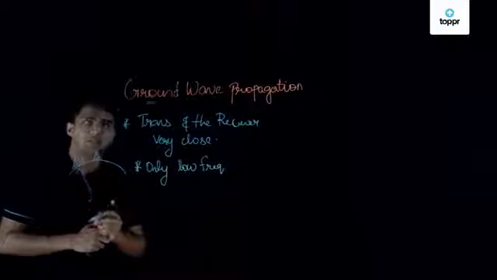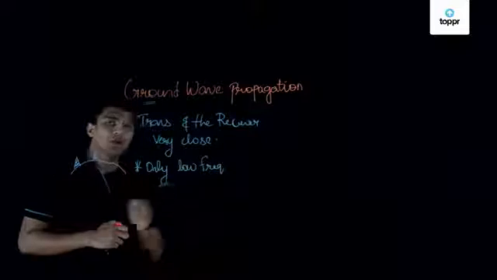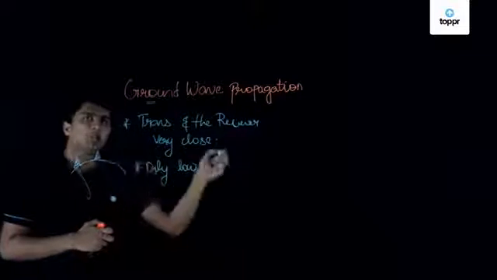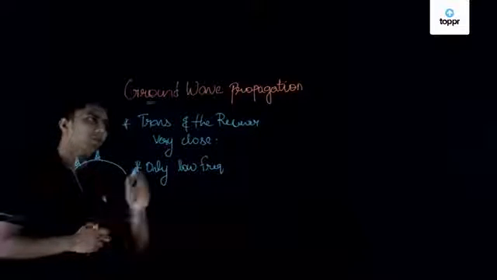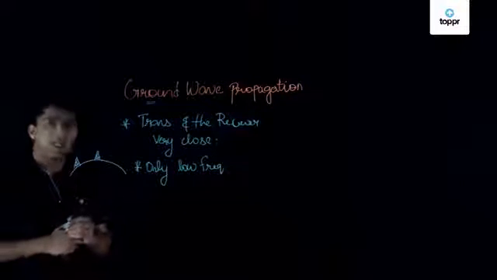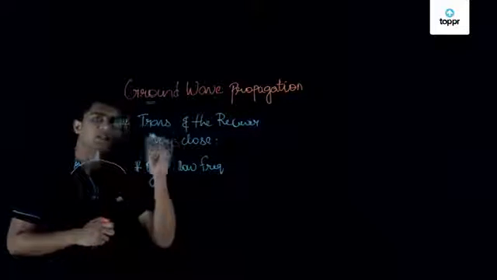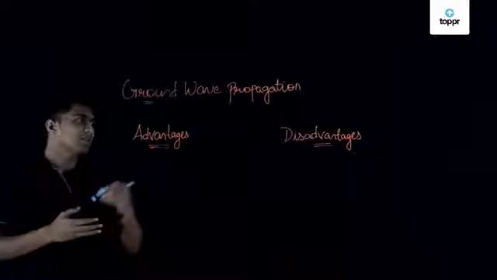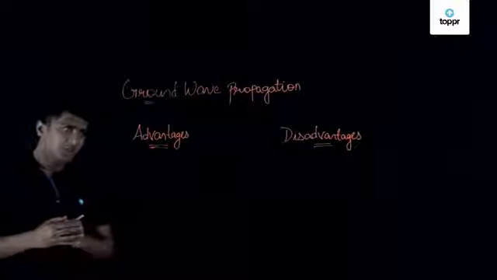Okay, so what is ground wave propagation? Transmitting information from one point to another using radio wave, and it will be getting propagated through the surface of earth or of the ground. And in ground wave propagation, the transmitter and the receiver should be very close to each other. And the other thing which we have learned is only low frequency signal can be transmitted in a ground wave propagation. Now let's discuss the advantages and disadvantages of ground wave propagation.